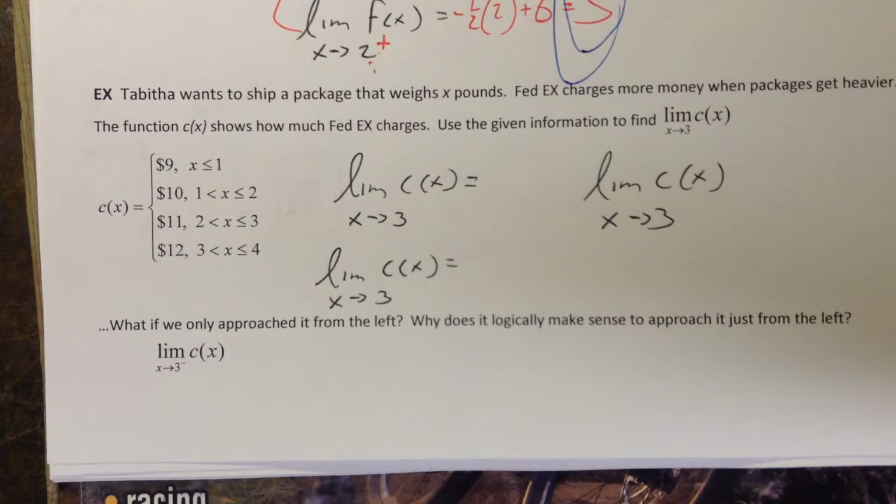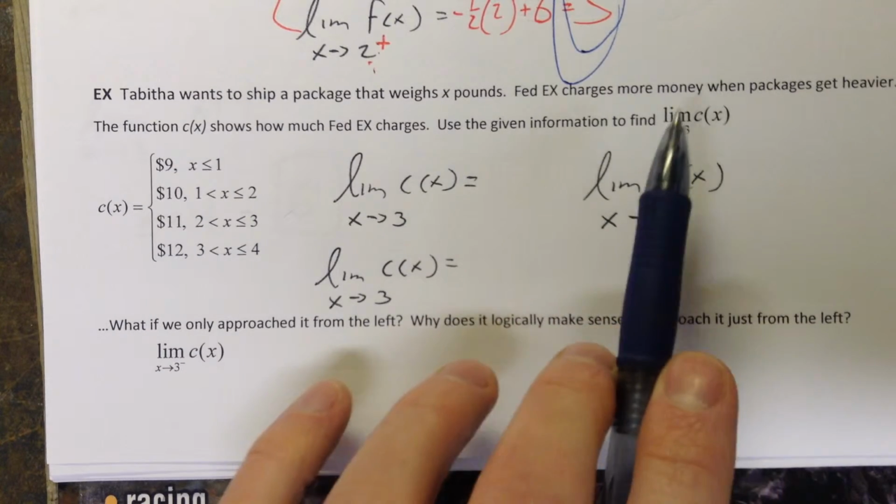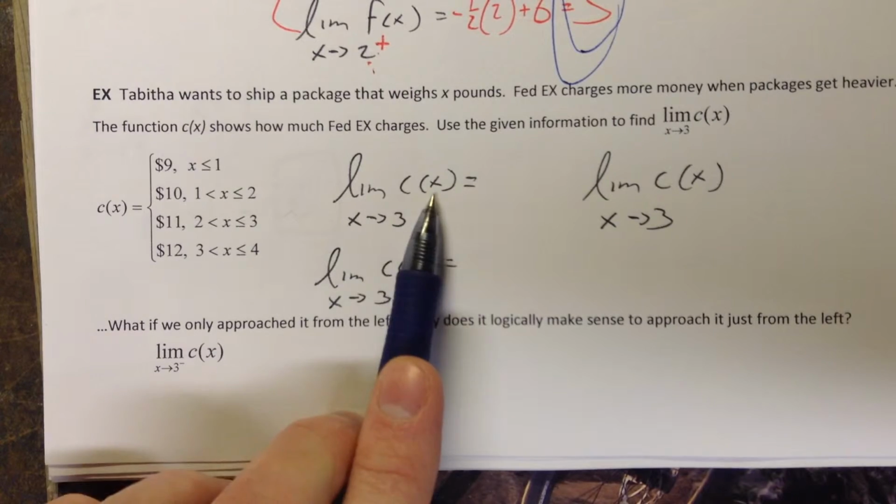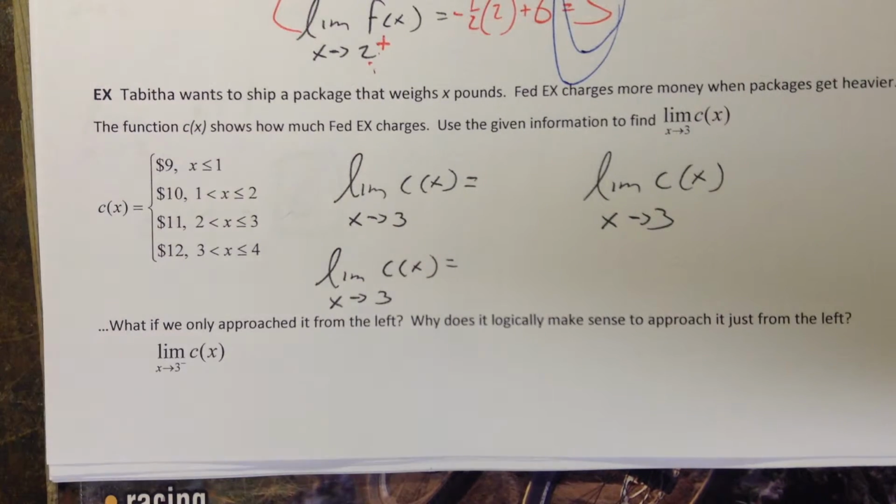It says Tabitha wants to ship a package that weighs x pounds. FedEx charges more money when the packages get heavier. The function c of x shows how much FedEx charges. Use the given information to find the limit of c of x as x approaches 3. So basically what was happening here is that Tabitha wants to ship a package that's about 3 pounds. And so she's approaching 3 pounds. So here's what we're after: the limit of c of x as x approaches 3.